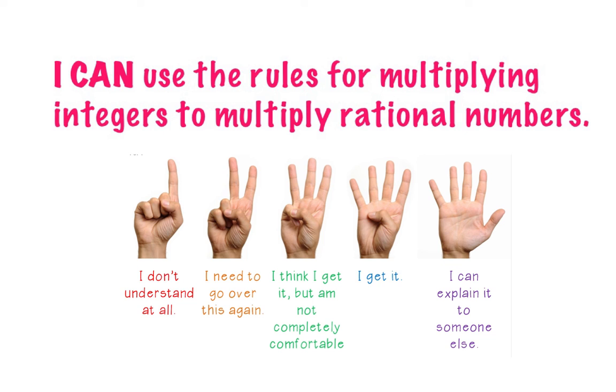All right, it's time to stop and think about it. Based on your work on the checks today, do you feel like you can use the rules for multiplying integers to multiply rational numbers? I'd like you to write down on the bottom of page 208 a number 1 through 5 based on the FIST to 5 assessment.